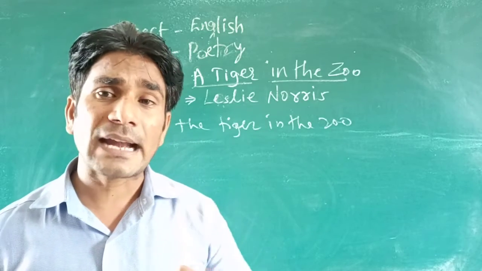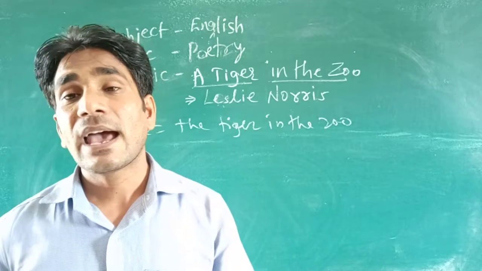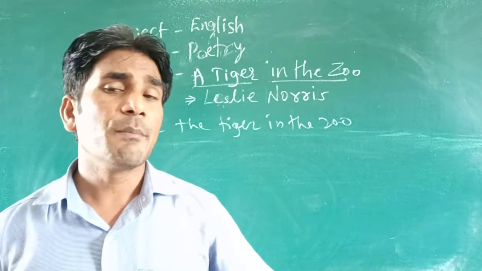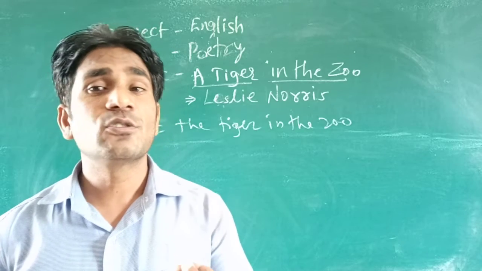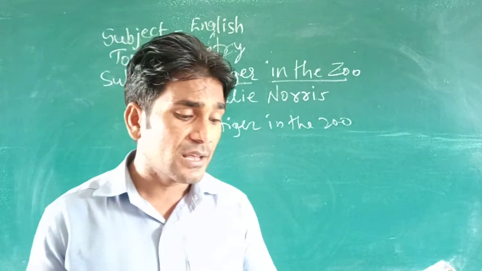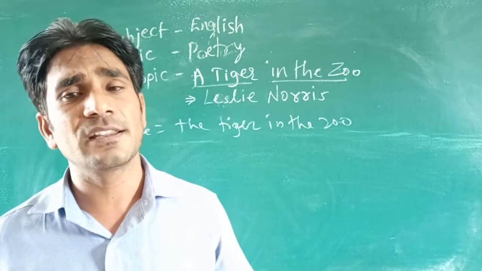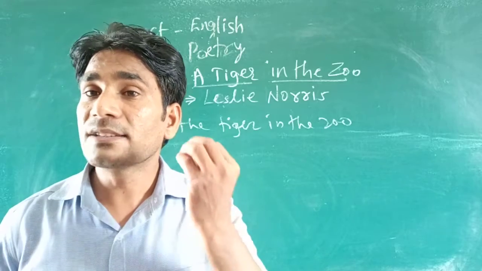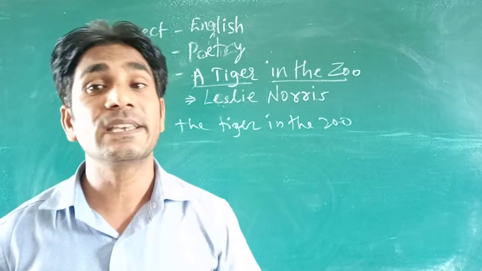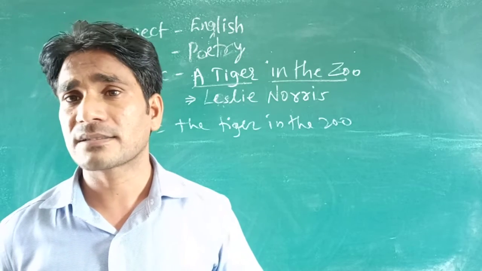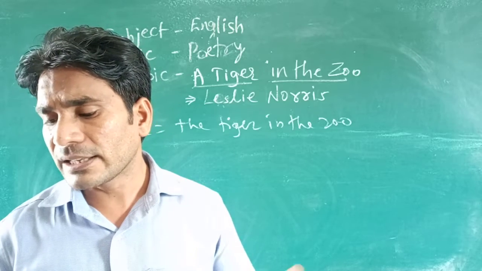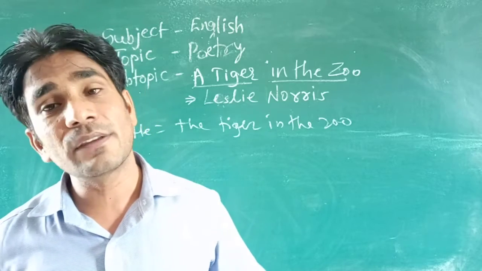That's why here the poet says, as he has been caged in the concrete cell, there is no use of his strength behind the bars. That means there is no use of his strength. Then she says, stalking the length of his cage, ignoring visitors.